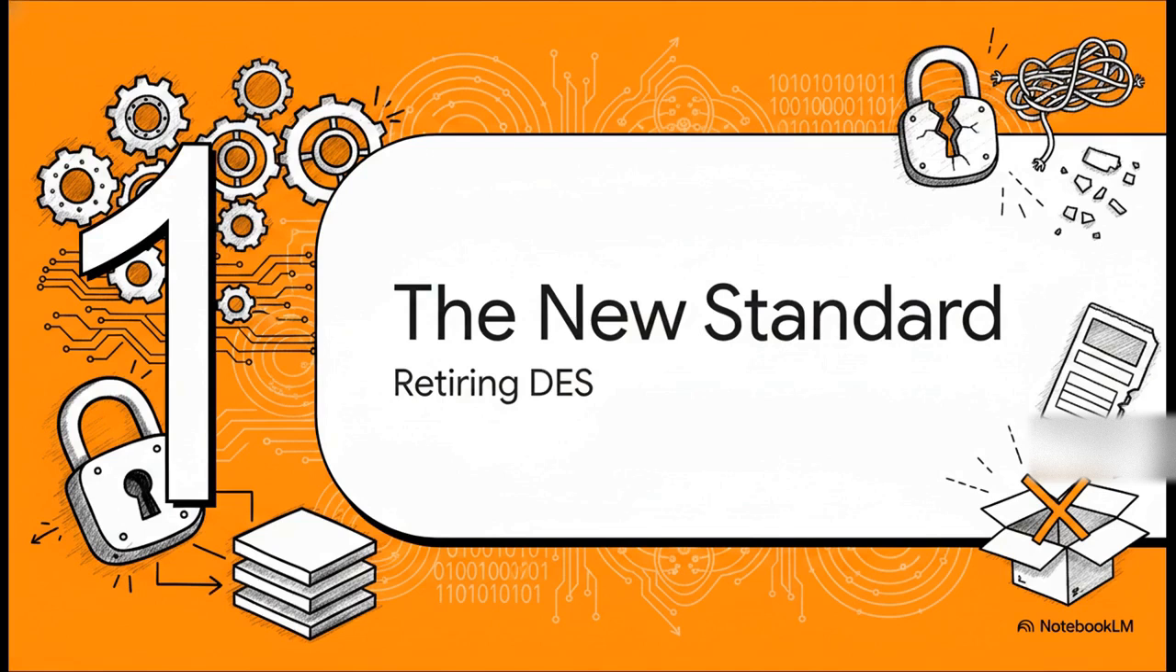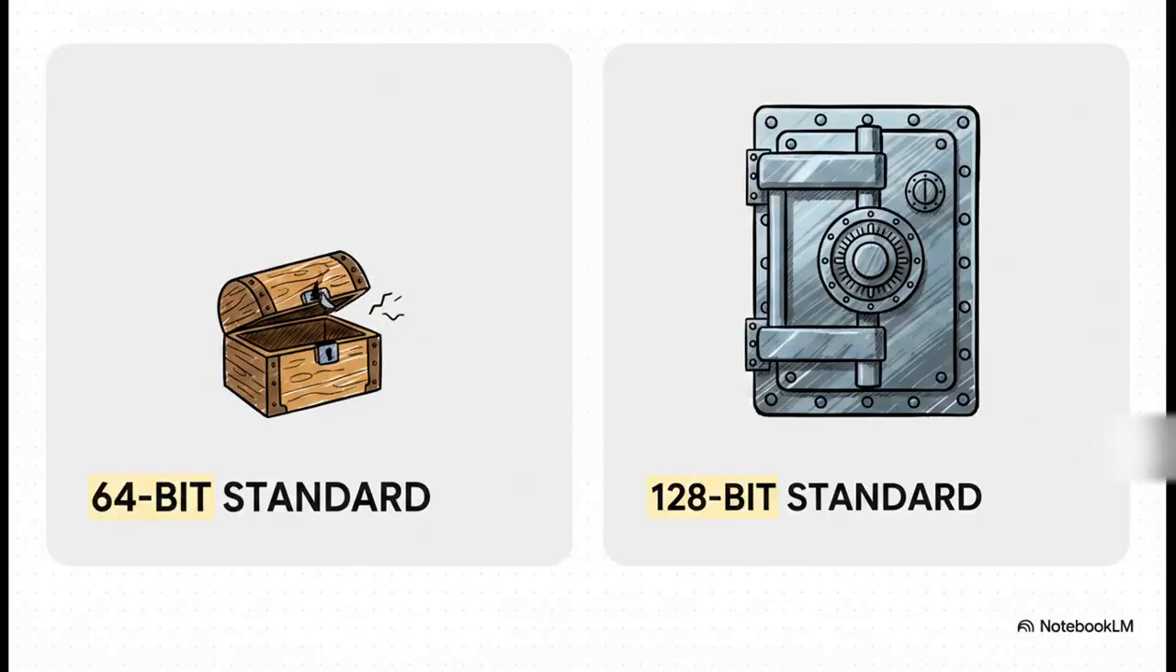Meet the new standard, and why we had to retire DES for a modern world. You see, for a really long time, the whole world relied on something called DES, the Data Encryption Standard. But, well, as computers got faster and faster, DES actually became dangerously vulnerable. Its 64-bit input block size was honestly just way too small to withstand modern cyber attacks. We desperately needed a heavier vault.